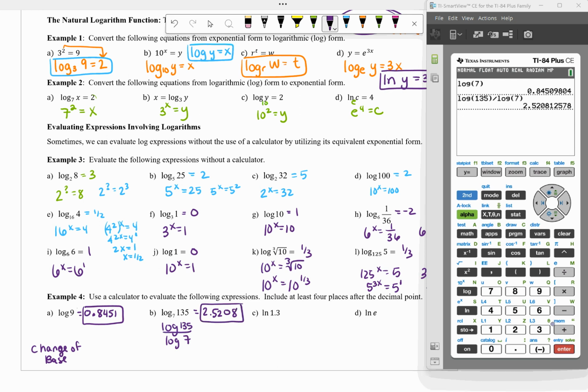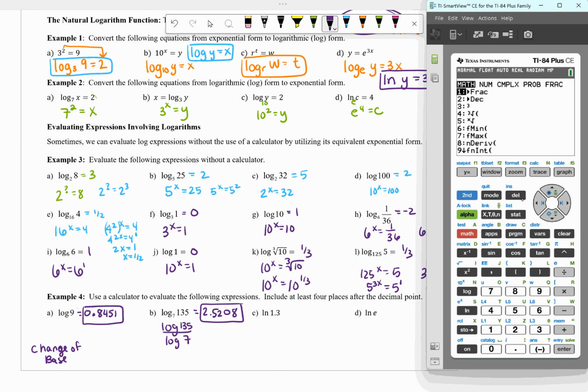Another way you can solve this, if you have the button, but not all calculators do, most of the newer ones do now, is to go to math and scroll all the way down, and you see A says log base. If you're lucky enough to have this, it makes it even easier. So log base 7 of 135. But we still need to know the change of base formula, they do use those on the SAT and ACT. Notice you get the same answer.